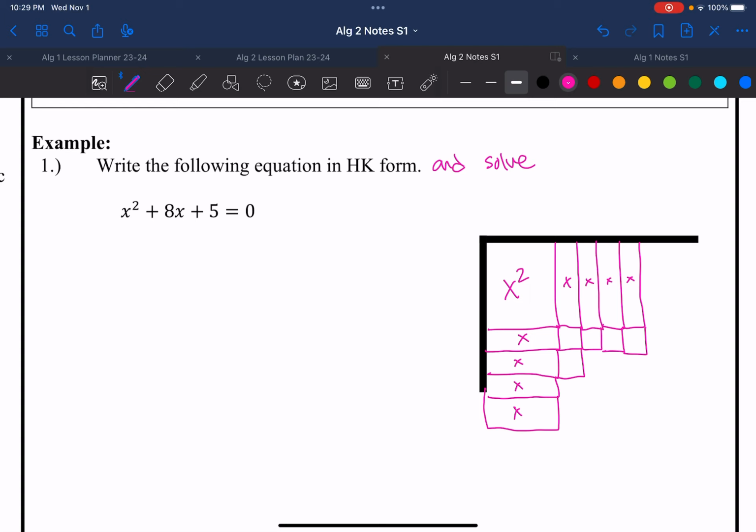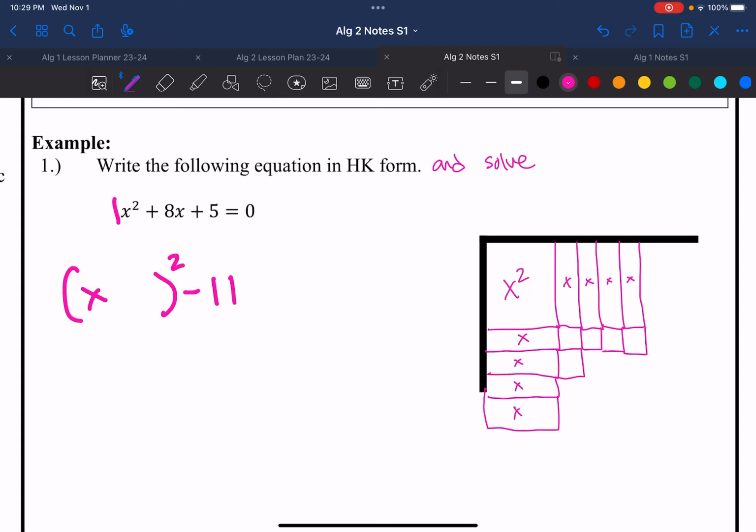When we rewrite these, again, it needed to be in HK form. Keep in mind that HK form has an A, which we don't really have because it's a 1. So it's x, something inside, squared, plus our missing pieces. That's where our missing pieces are going to go, right here, where our K should be.